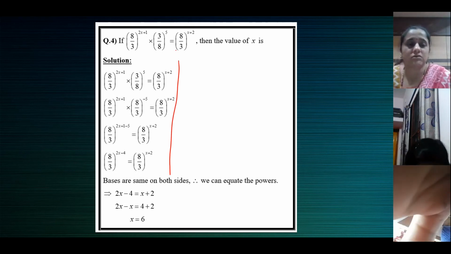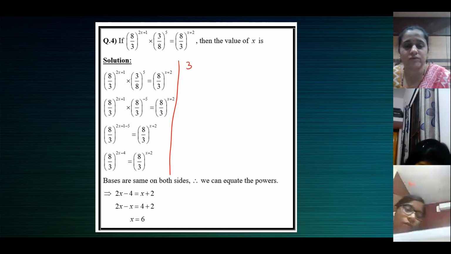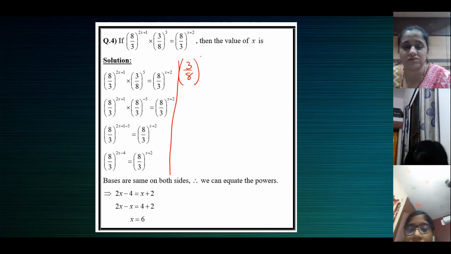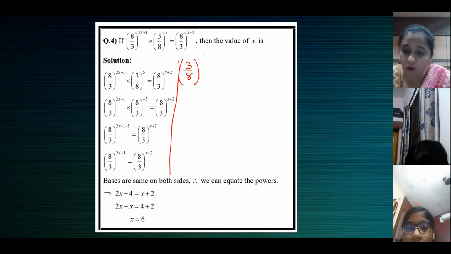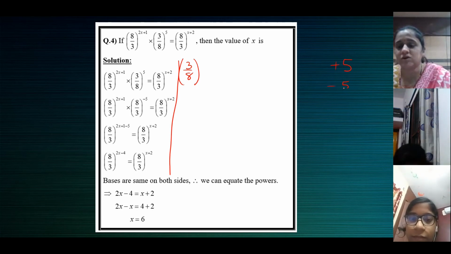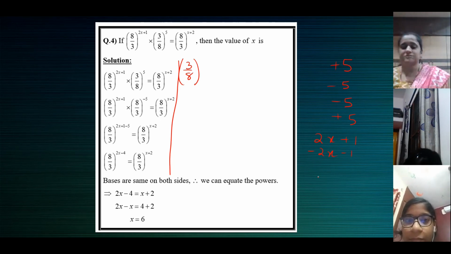So what will happen to 8 by 3 to the power 2x plus 1? Reciprocal of the base, negative of the power. Negative of the power meaning the power has more than one term, so you should change the signs of all the terms. If there's only one term like 5, plus 5 becomes minus 5, or minus 5 becomes plus 5. But there we have 2x plus 1. So the plus 2x will become minus 2x, and plus 1 will become minus 1.